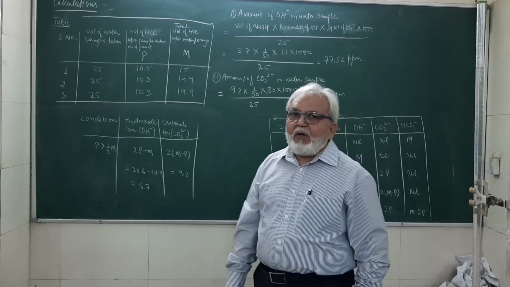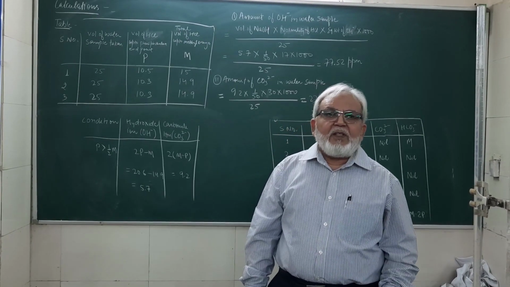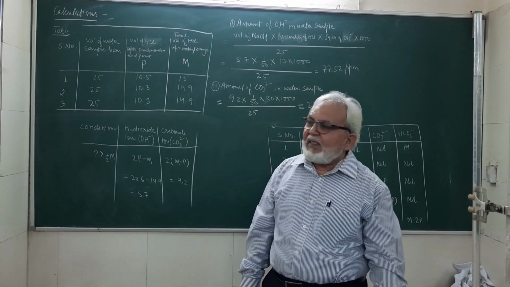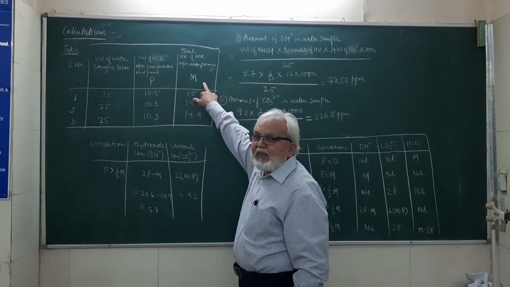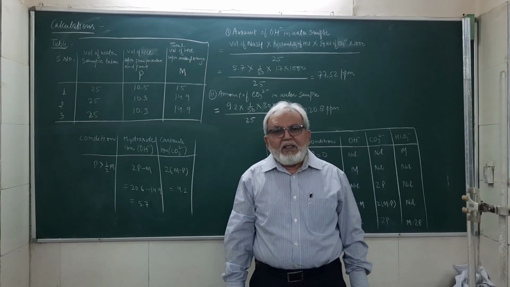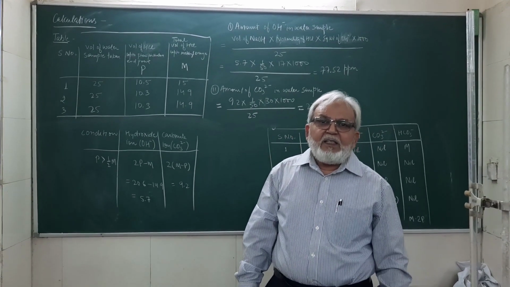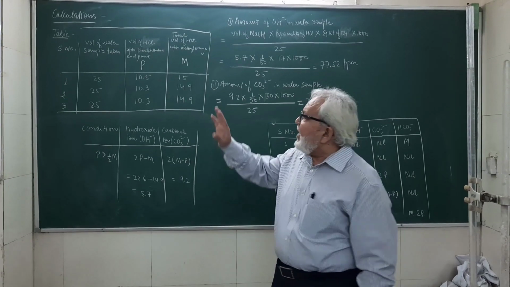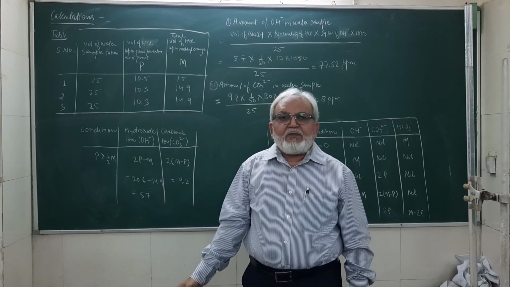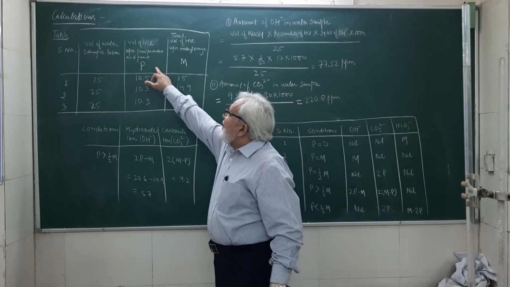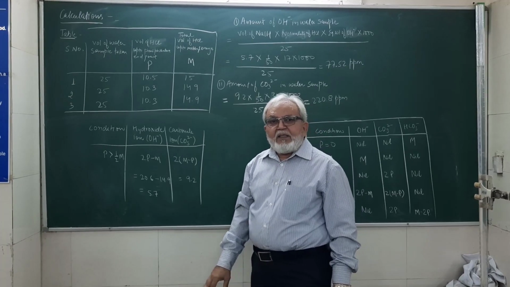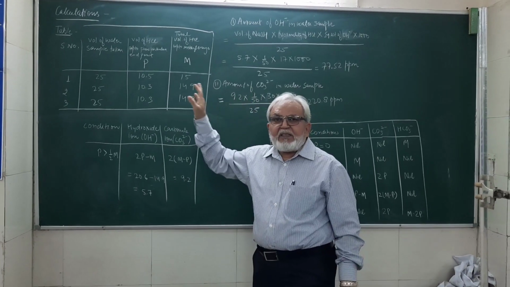So the total volume consumed from 0 to the endpoint of methyl orange indicator is considered as the methyl orange endpoint M. This is the total volume of HCl consumed for the titration. The methyl orange endpoint indicates the total alkalinity, while the phenolphthalein endpoint indicates the titration up to only the phenolphthalein endpoint. So here it is represented by P, it is represented by M, and this is the table for our titration results.